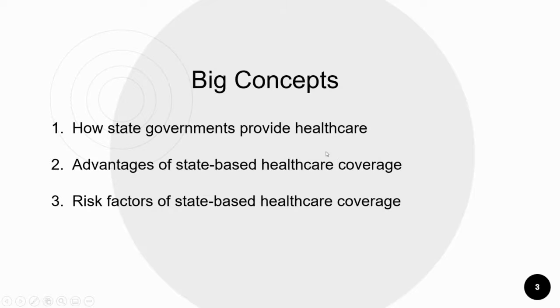All right, so we're going to cover three big concepts that I want you to leave this lecture having an adequate understanding of. The first is how state governments provide healthcare and what different types of healthcare they provide. Second, obviously, the advantages of state-based healthcare. I don't necessarily mean solely states giving healthcare, like the status quo model that is state/federal healthcare. But a lot of people make these arguments to argue in favor of a solely state-based healthcare system. So you'll have an understanding of what that argument looks like. And third are the risk factors or disadvantages, cons, however you want to put it, of a state-based healthcare coverage.